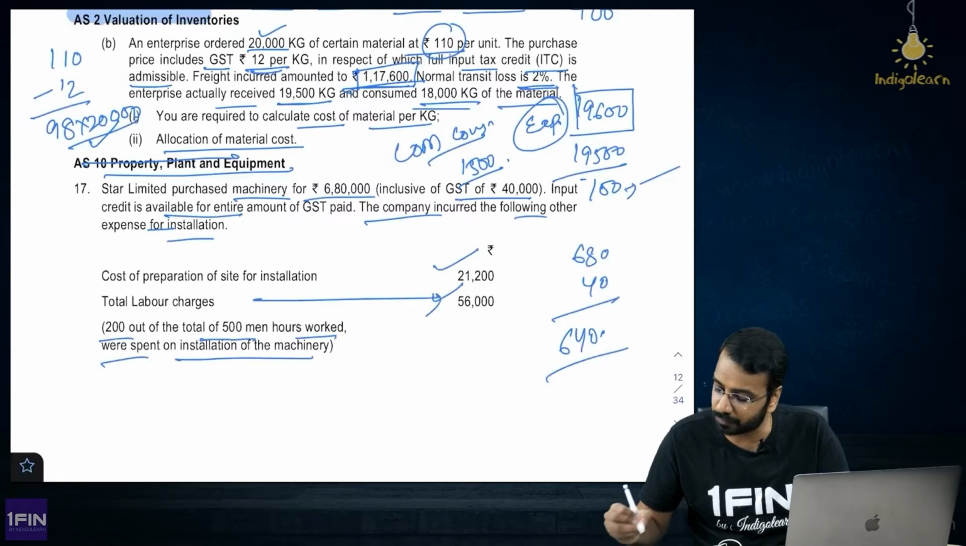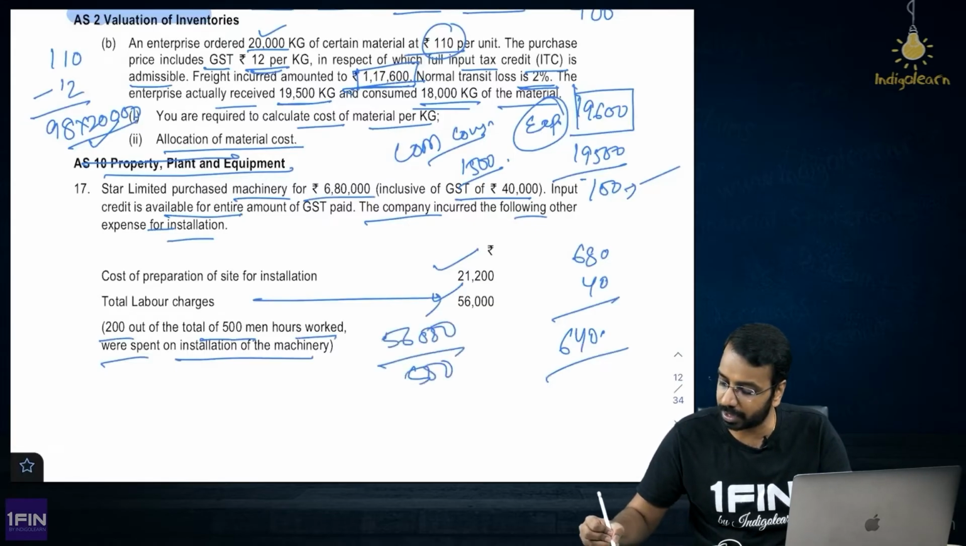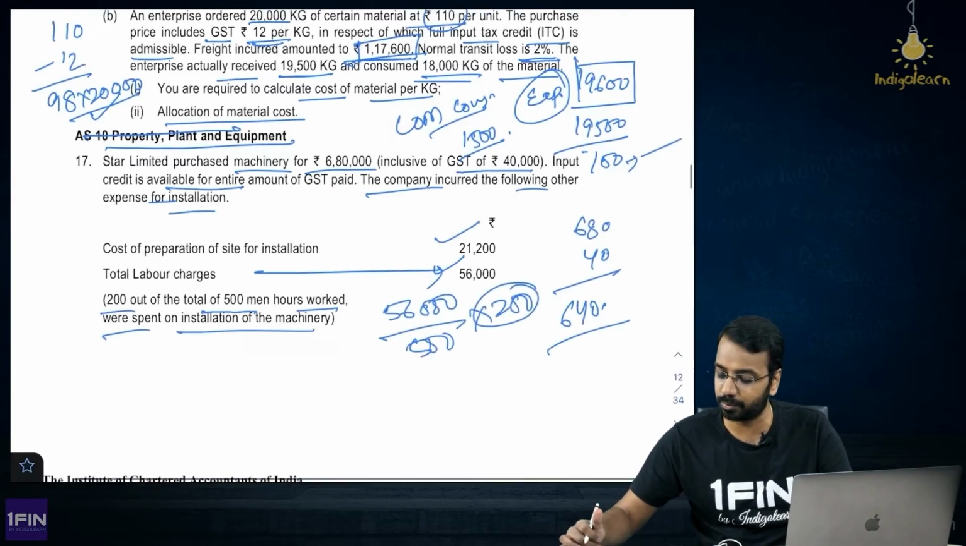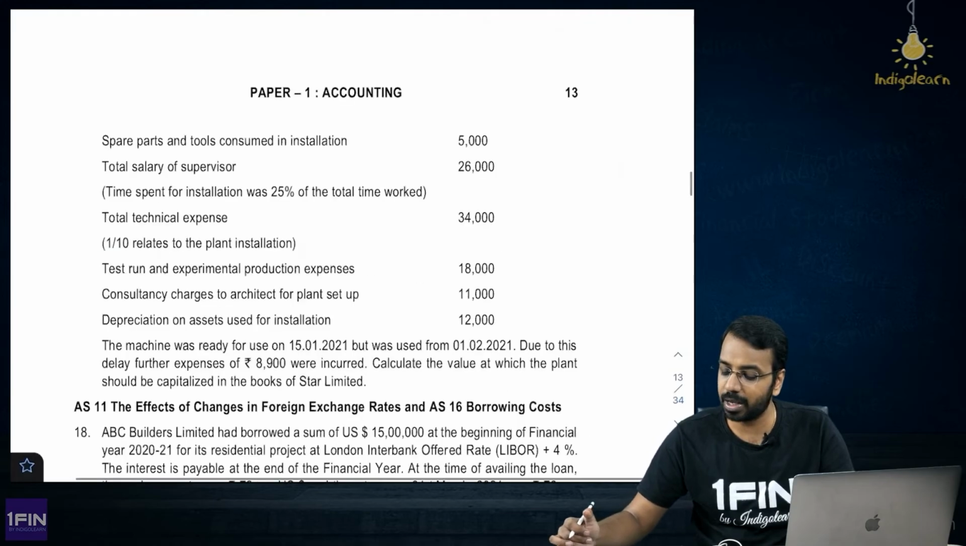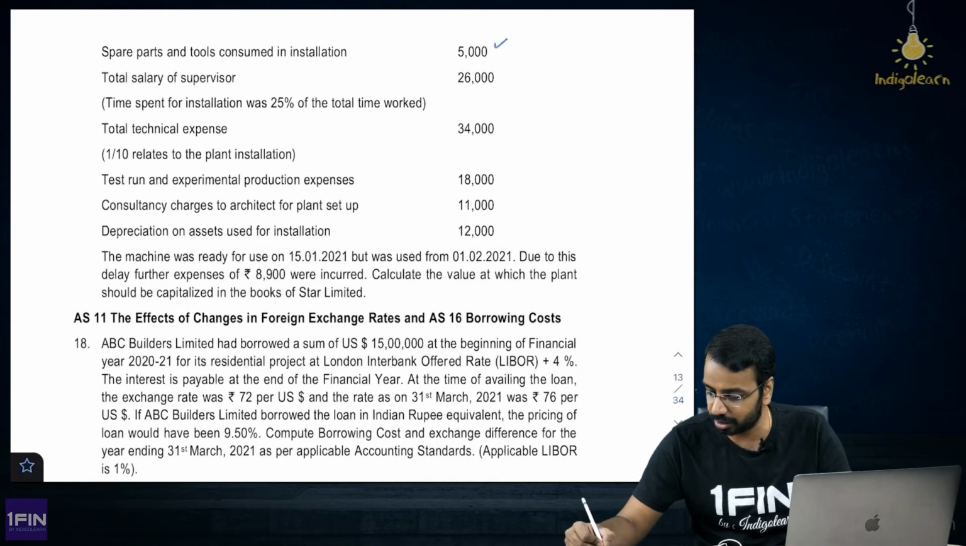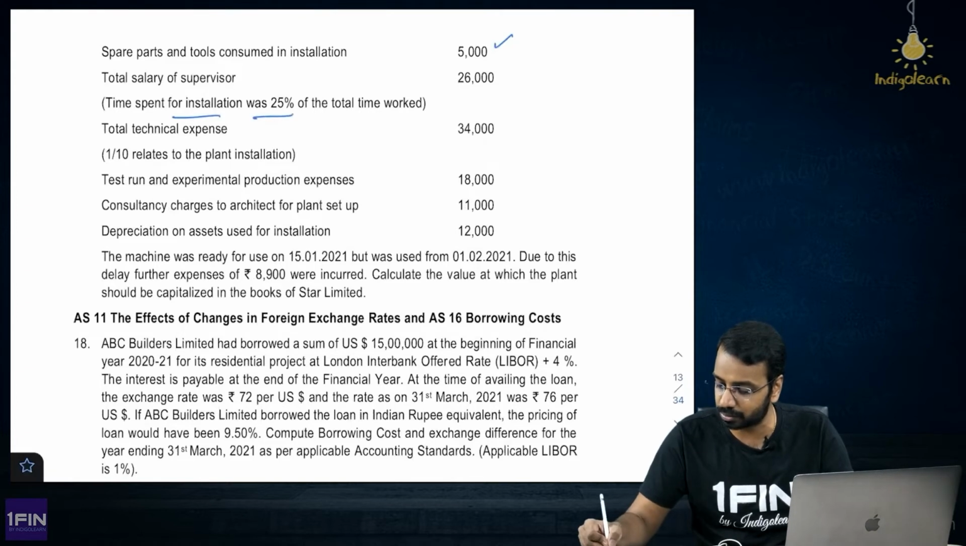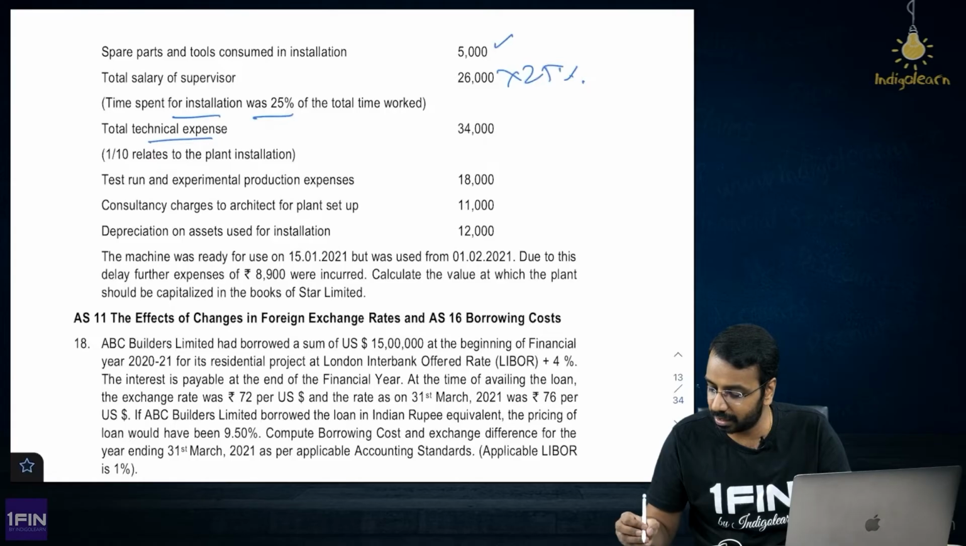Okay. So, total is 56,000. This 56,000 is for 500, but you have incurred only for 200 for machinery. So, 200 proportionately will add. Spare parts and tool consumed in installation, this you will add. Salary of supervisor, time spent for installation was 25%. So, this into 25%. Then, total technical expense 1/10 relates to plant installation. So, this multiplied by 1/10.